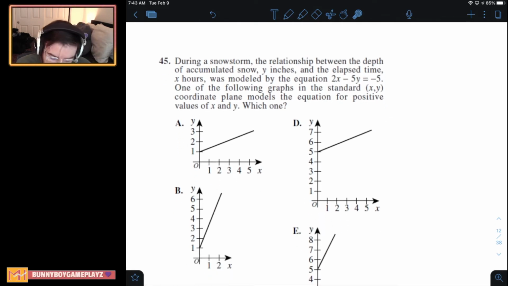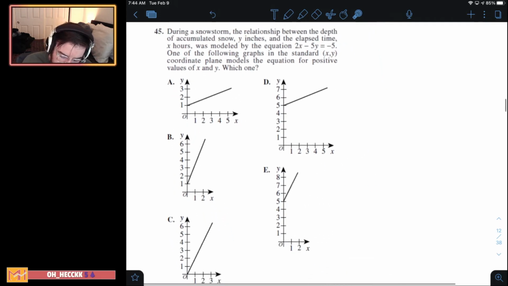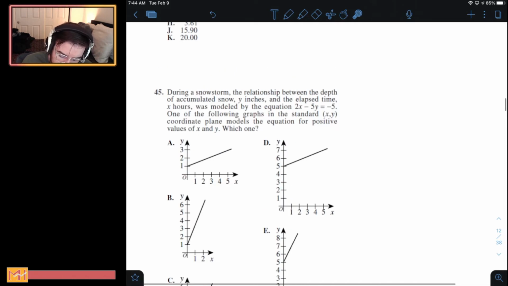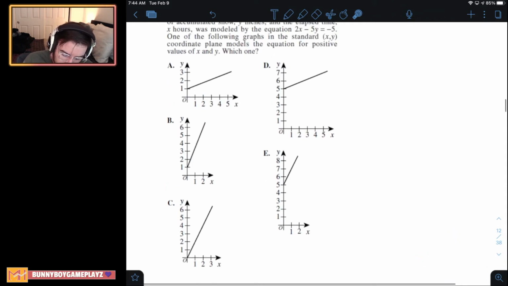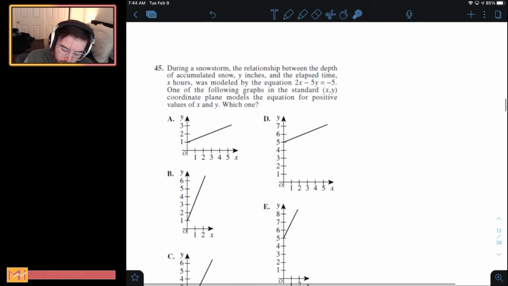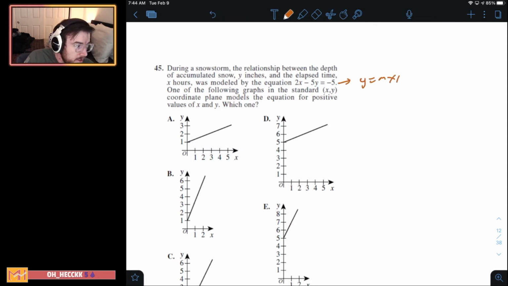During a snowstorm, the relationship between the depth of accumulated snow, y inches, and the elapsed time, x hours, was modeled by the equation. One of the following graphs in the standard form xy coordinate plane models the equation. So when I see all these lines, I look at this and wish it was in slope-intercept form, because I can see the y-intercept in each of these, and I can sort of approximate the slope by counting the rise and run. But when I look at this, I don't know what I'm looking at. So I want to convert this into slope-intercept form.